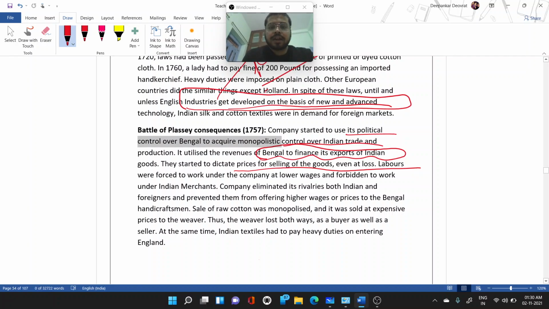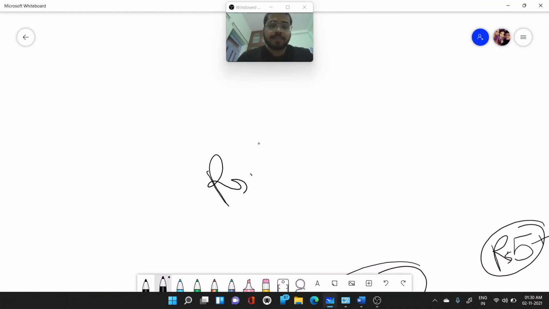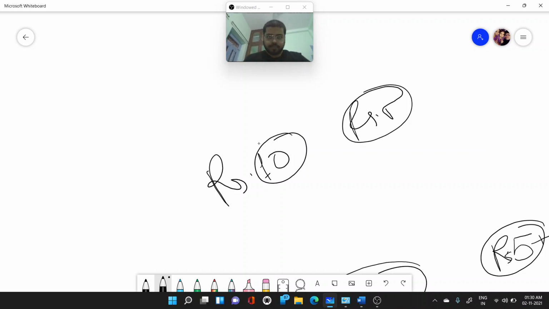So they started to dictate prices for the selling of goods. They started to tell them that you can sell this product at this price only, even if it is at a loss. Let us suppose, for example, a pen costs rupees 10, and the British are telling you, no, you can't sell this pen at rupees 10. You have to sell this pen at rupees 5 only. Okay, now what happened at rupees 5?